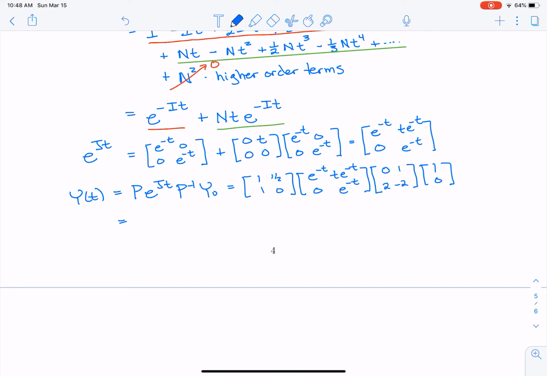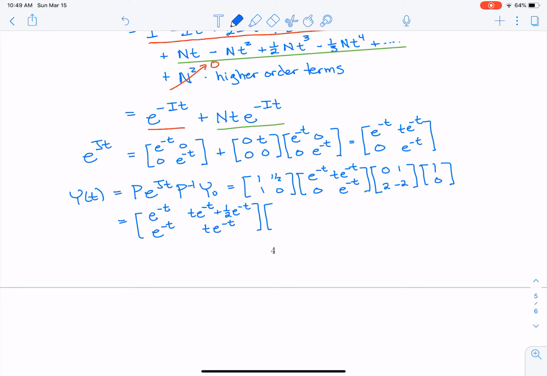We'll start by multiplying the first two matrices together. That gives me e to the minus t in the first term. And then in the next term, I'm going to get t e to the minus t plus 1 half e to the minus t. The next term is going to be e to the minus t. And the last term is going to be t e to the minus t. That's what happens when you multiply the first two matrices together.